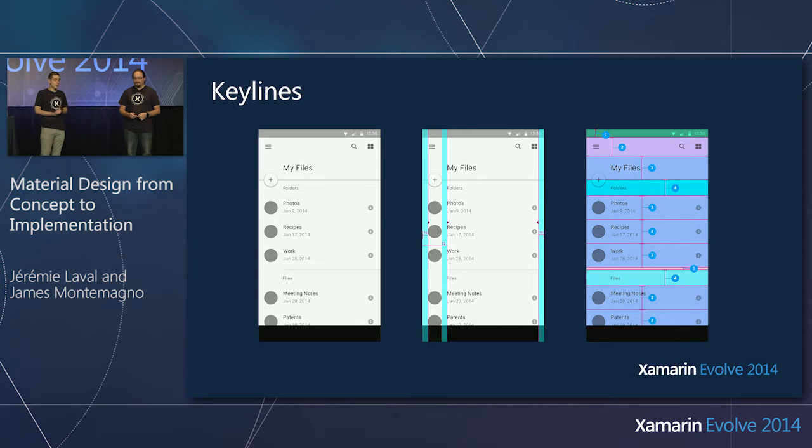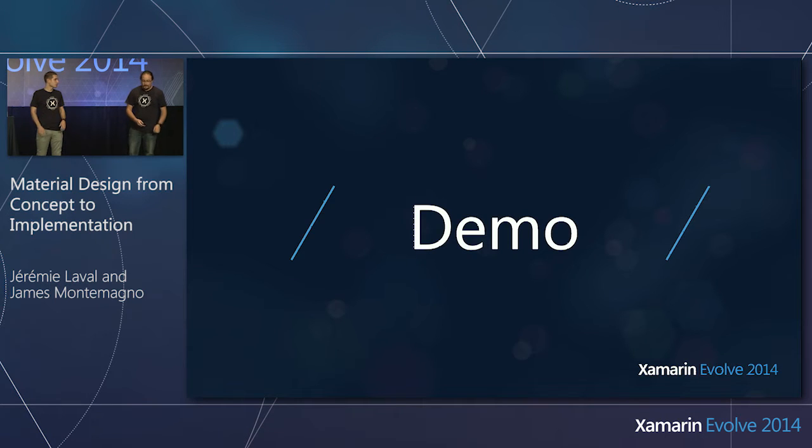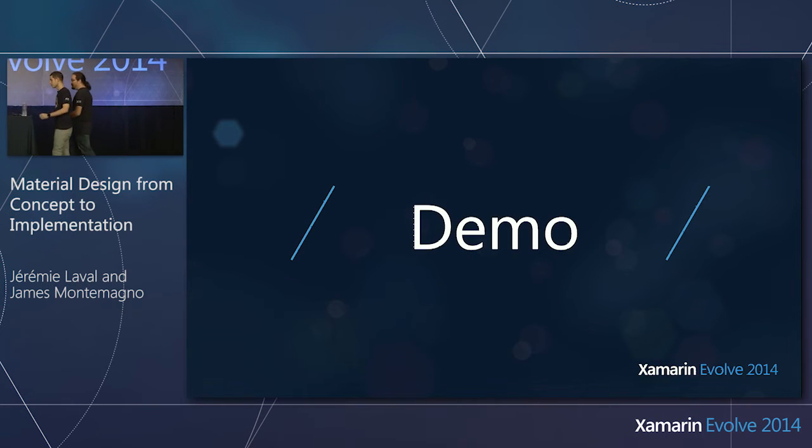So putting that floating action button in the correct spot that aligns with everything else just makes our UI look fresh and clean. Exactly. So fresh and so clean. So let's see a little bit how we can do that.